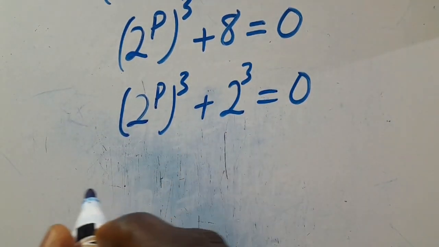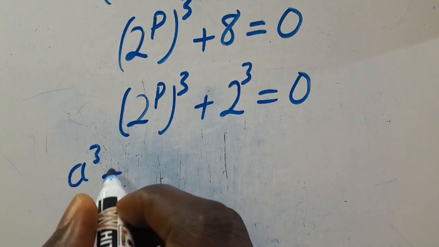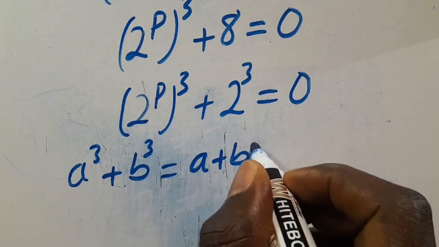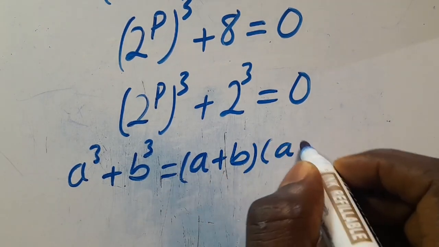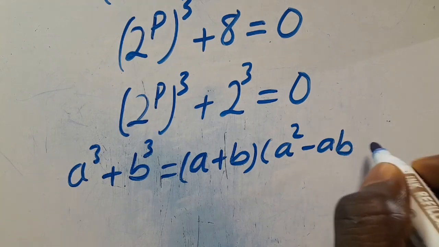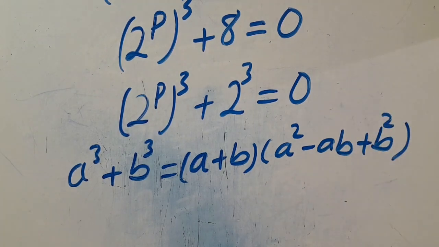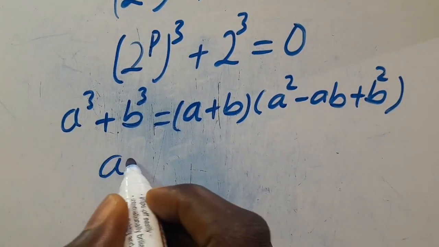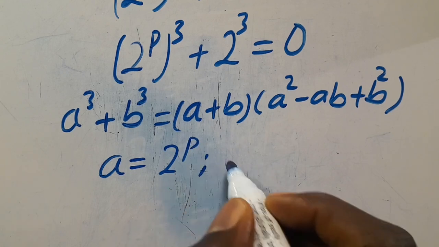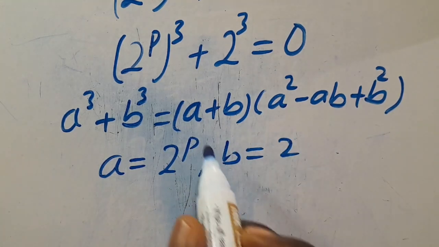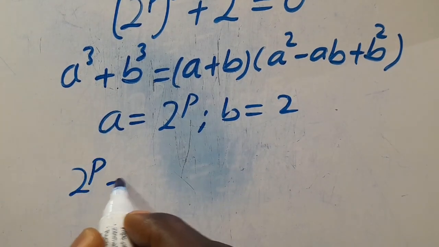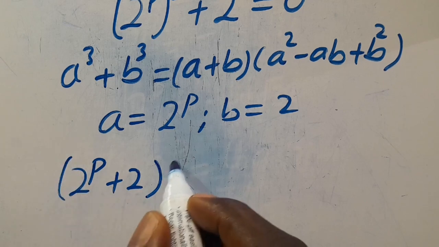This is a sum of 2 cubes. When you have a to the power of 3 plus b to the power of 3, it equals a plus b, all in parentheses, multiplied by a square minus ab plus b square. So from here, we are going to have our a equal to 2 to the power of p and our b equal to 2. So when we substitute it here, we are going to have 2 to the power of p plus 2 in brackets again.